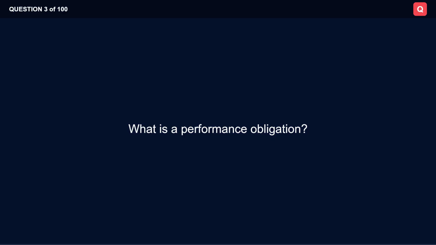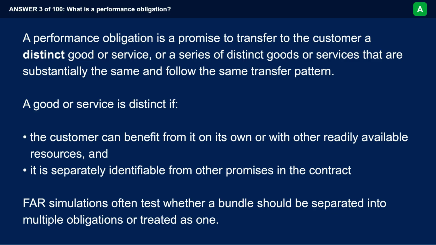What is a performance obligation? A performance obligation is a promise to transfer to the customer a distinct good or service, or a series of distinct goods or services that are substantially the same and follow the same transfer pattern. A good or service is distinct if the customer can benefit from it on its own or with other readily available resources, and it is separately identifiable from other promises in the contract. FAR simulations often test whether a bundle should be separated into multiple obligations or treated as one.